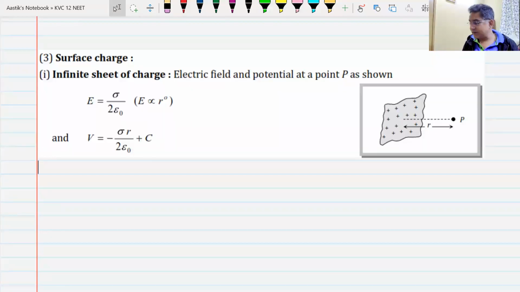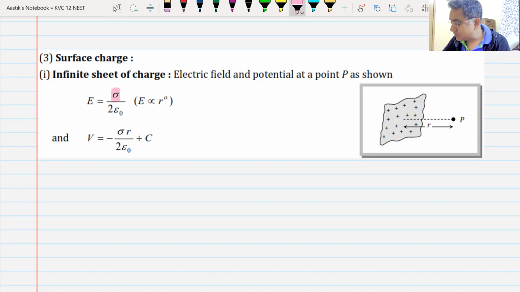Then you come to this infinite sheet. It has a surface charge density sigma. What do I mean by surface charge density? This sigma is equal to charge per unit area. Do we know this? Yes or no? Yes, sir. So sigma by 2 epsilon naught is the field due to this.